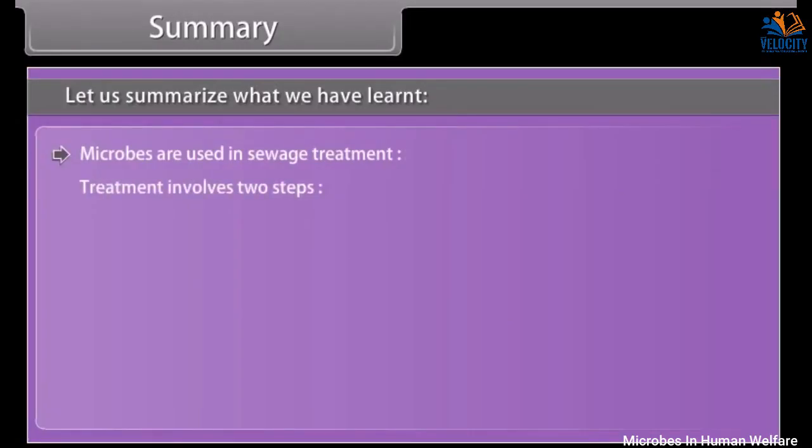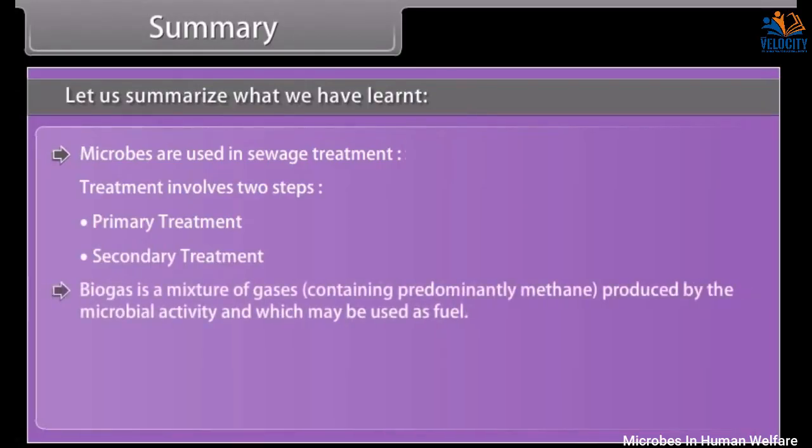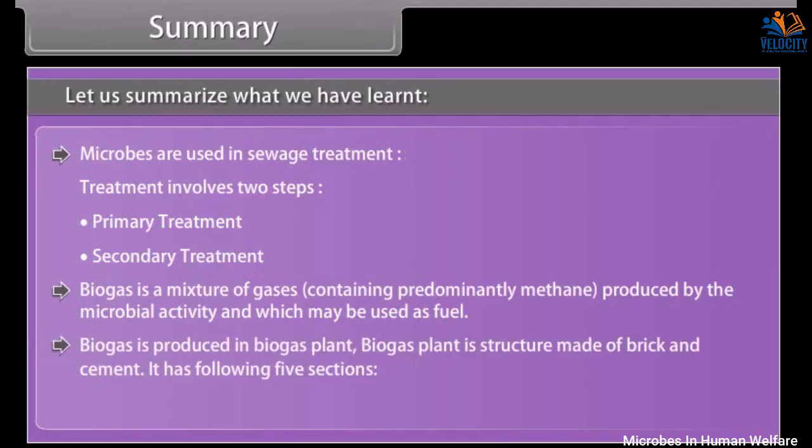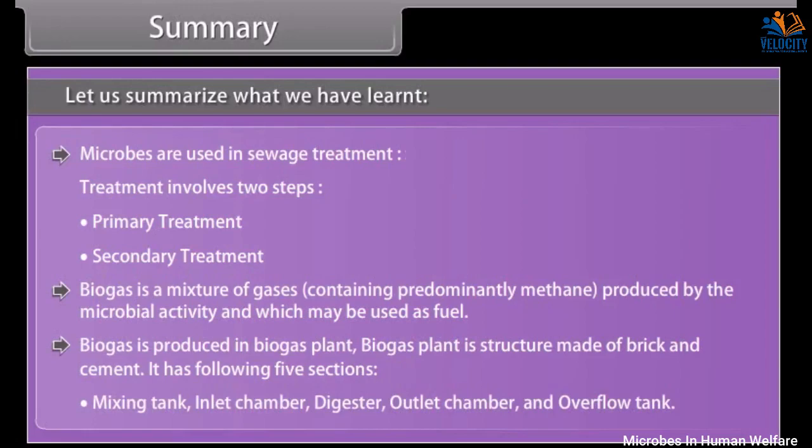Treatment involves two steps. Number 1, primary treatment. Number 2, secondary treatment. Biogas is a mixture of gases containing predominantly methane produced by the microbial activity and which may be used as fuel. Biogas is produced in biogas plant. Biogas plant is a structure made of brick and cement. It has following 5 sections: mixing tank, inlet chamber, digester, outlet chamber and overflow tank.